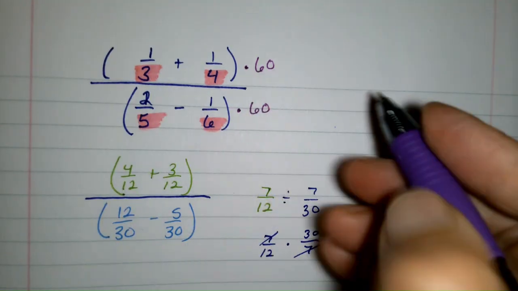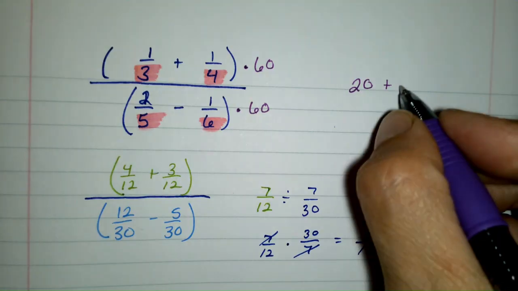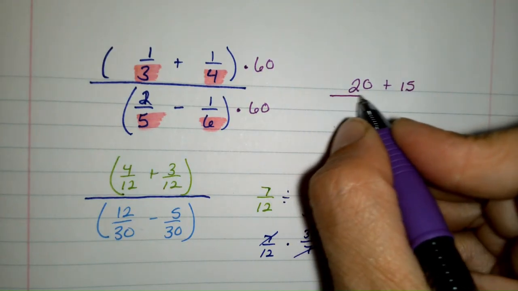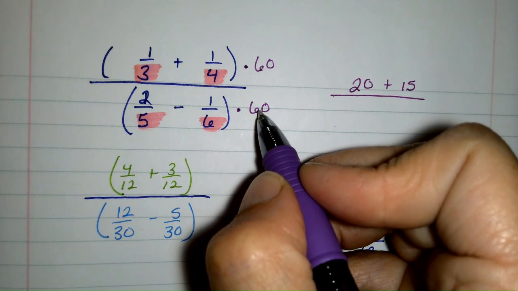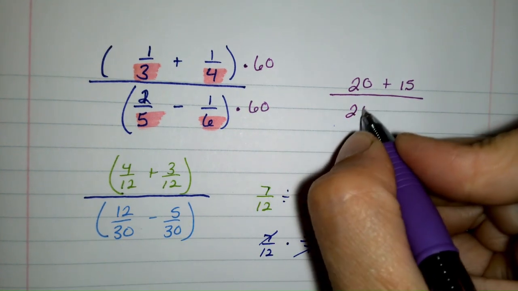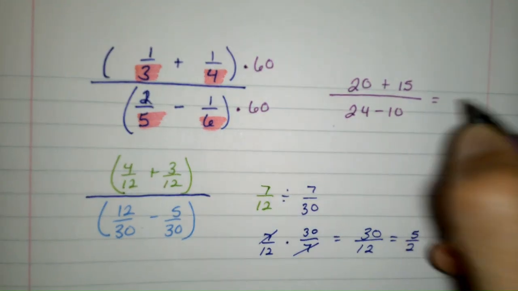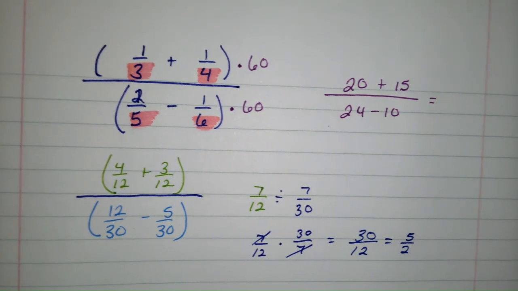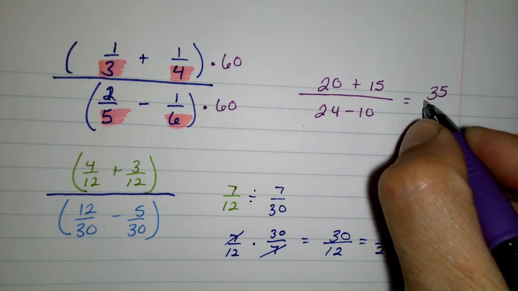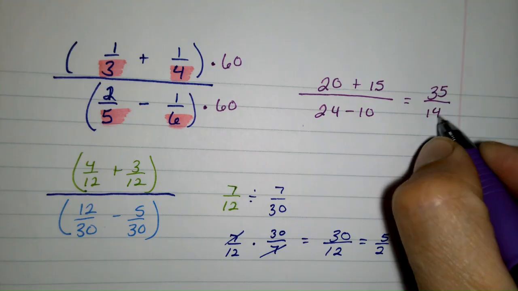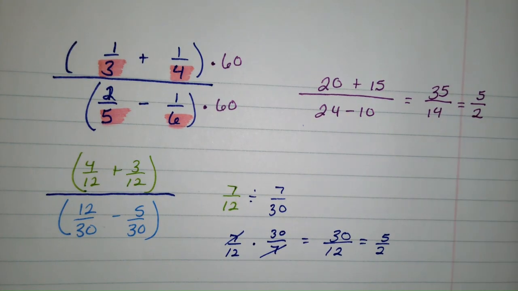A third of 60 is 20. A fourth of 60 is 15. 2/5 of 60, well, 1/5 is 12, so 2/5 is 24. Minus a sixth of 60, that's 10. 20 plus 15 is 35. 24 minus 10 is 14. If I divide them both by 7, I get 5 and 2.